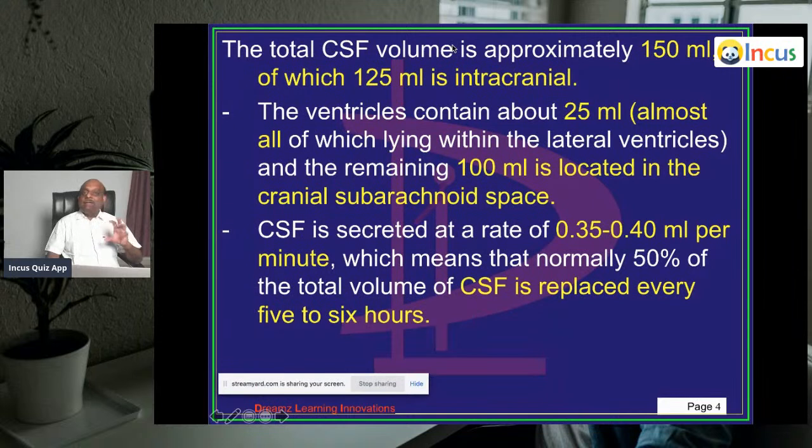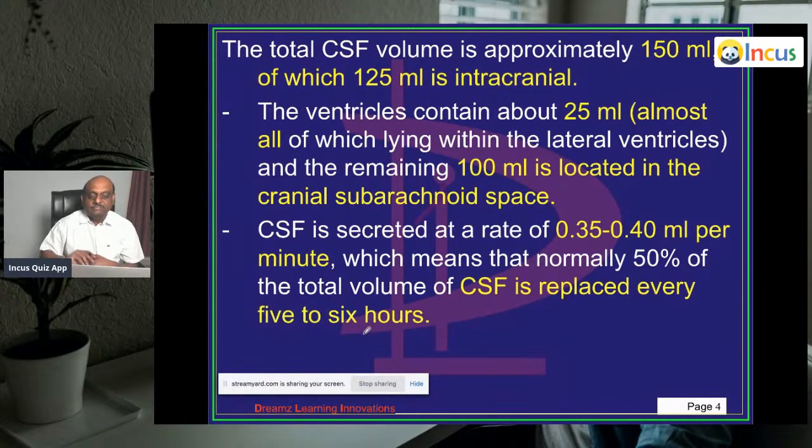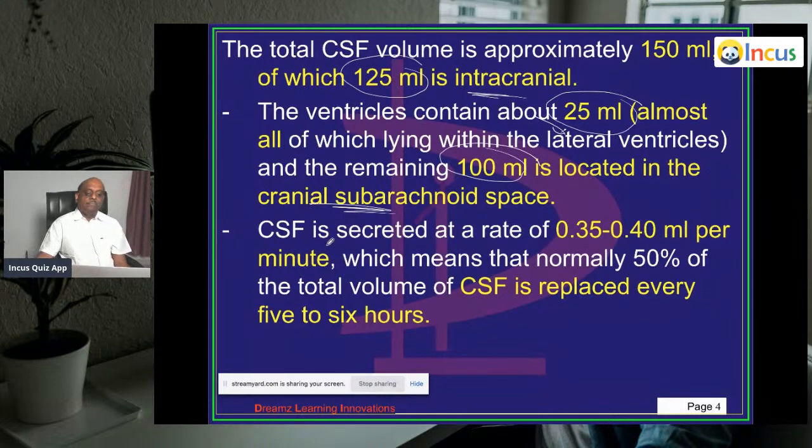Now, there are a few numerical values you have to master. Total CSF volume is 150 ml, out of which 125 ml is intracranial. Ventricles have 25 ml, almost all of which is in the lateral ventricles. The remaining 100 ml is located in the subarachnoid space.